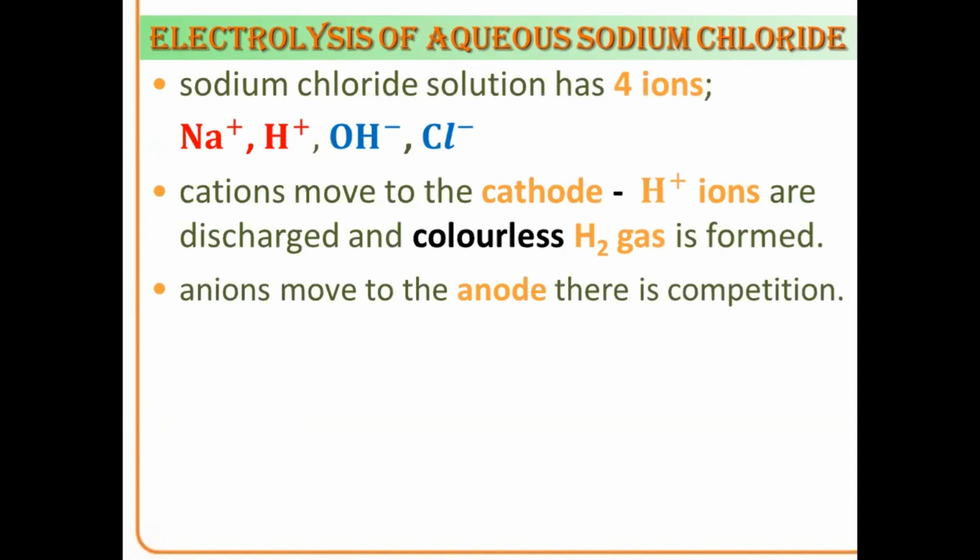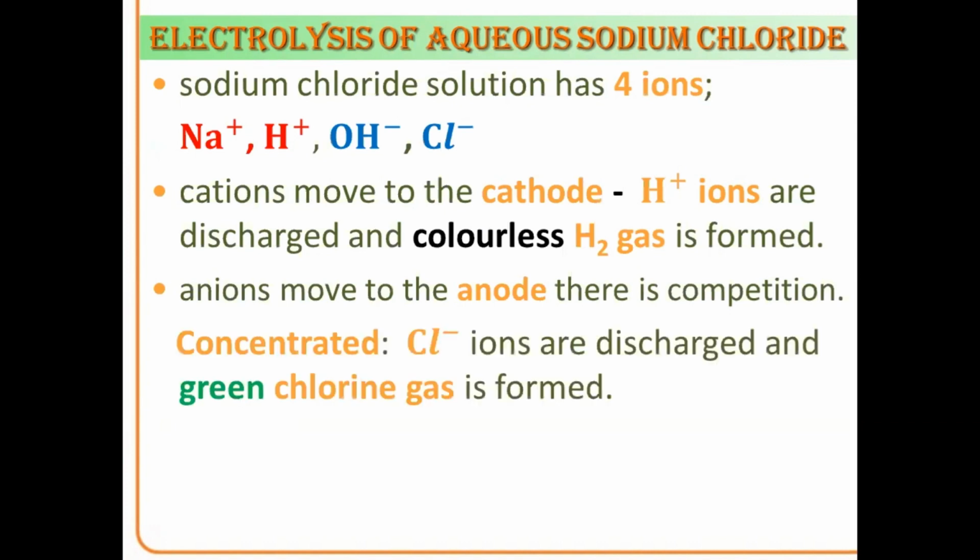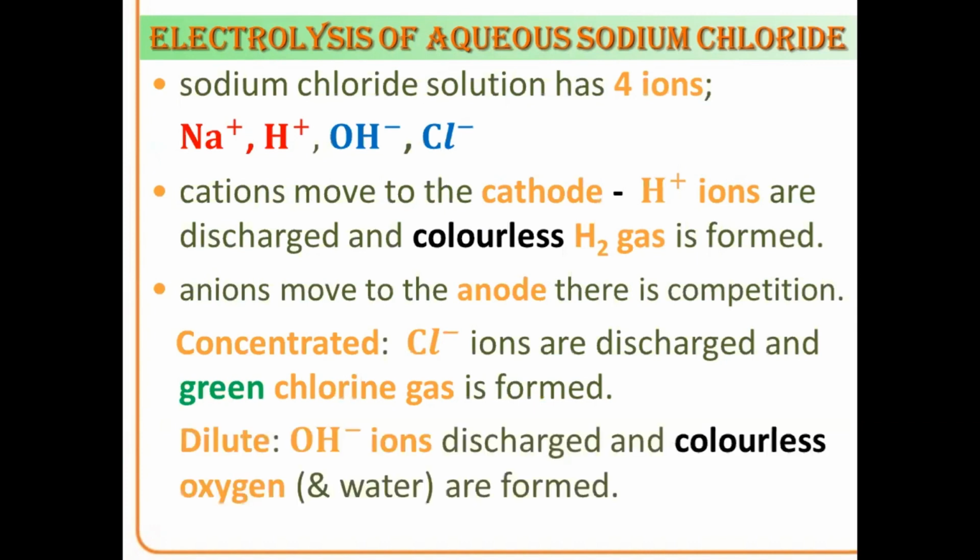Anions move to the anode where there is competition. Now, the competition here is exactly identical to the one we have discussed before. When concentrated, chloride ions are discharged and green chlorine gas is formed at the anode.